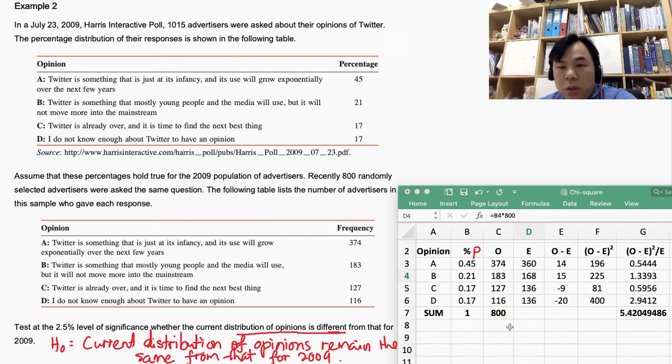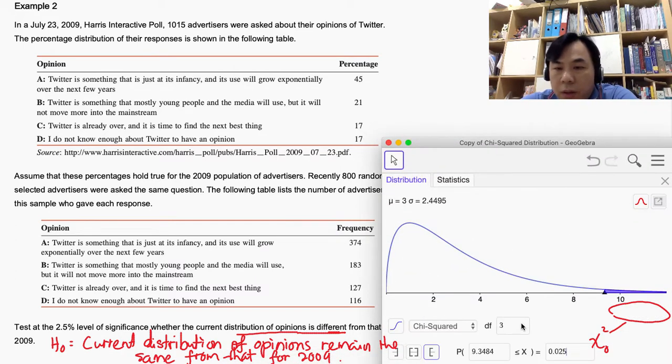And then as usual, we just need to repeat the same routine here to obtain all these differences, and then the square of this, and then finally we can calculate the observed chi-square value. So from what we see, the observed chi-square value is 5.42. So here I'm going to write it down: the observed chi-square value is 5.42. Okay, 5.42.